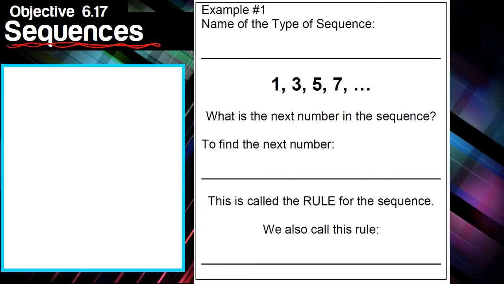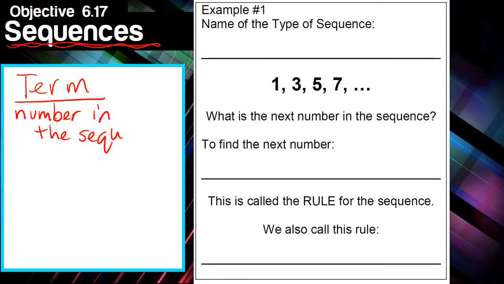The first one is the word term. When we see the word term, all we're talking about is a number in the sequence. It can be any number in the sequence. And the second word we're looking at here is the rule. When we talk about the rule, this is just very simply the pattern of the sequence.